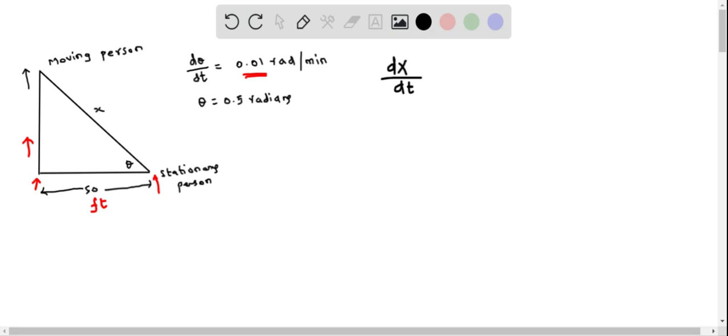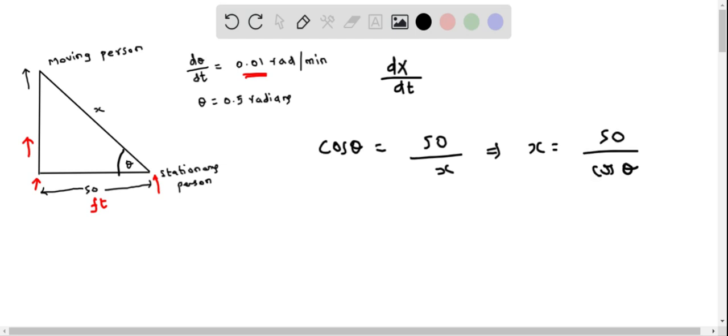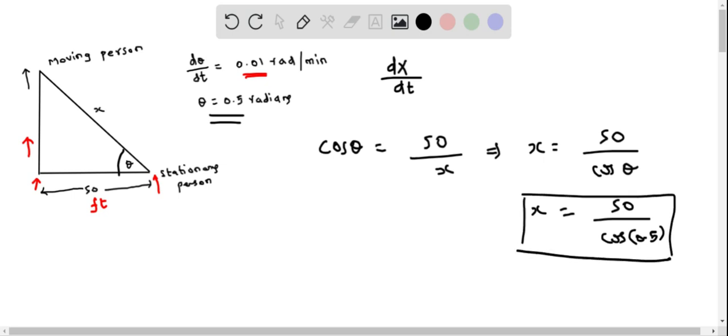First, let's write down the trigonometric relation, that is cos theta equals adjacent side. So if you consider this as the theta, the adjacent side to theta is this 50 feet. So I can put 50 divided by x. And from this, I can determine the value of x. So therefore, x equals 50 divided by cos of theta. Since the value of theta is given, we can substitute here. So therefore, this becomes 50 divided by cos of 0.5. So this is basically the value of x. So let's have it like this.